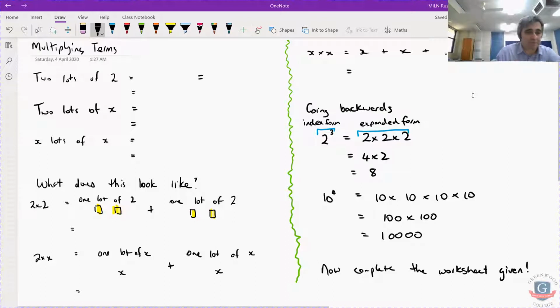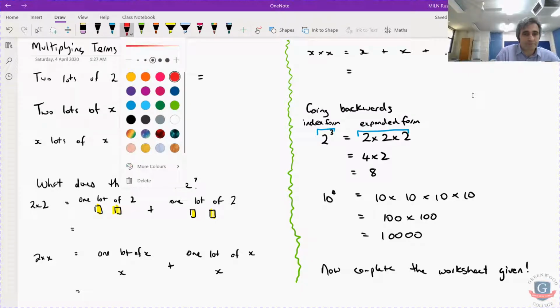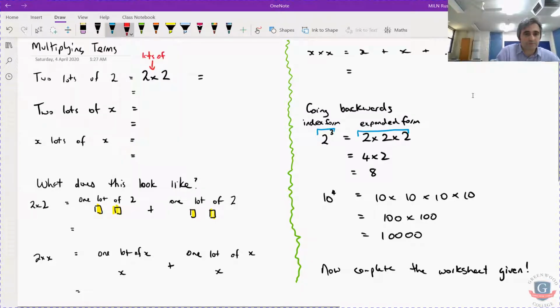So, starting with the first part, 2 lots of 2. If we want 2 lots of 2, we write that as 2 times 2, the times symbol indicating lots of. And 2 times 2 can be shown in index form as 2 to the power of 2. We have 2 multiplied by itself 2 times. And we know that 2 times 2 is 4.